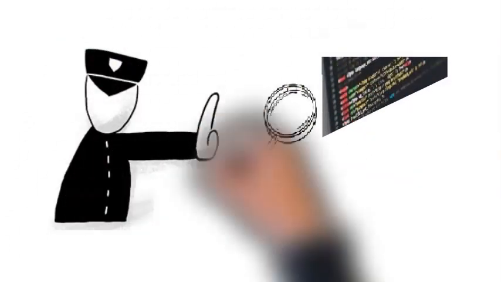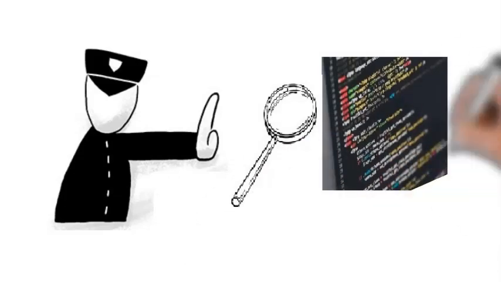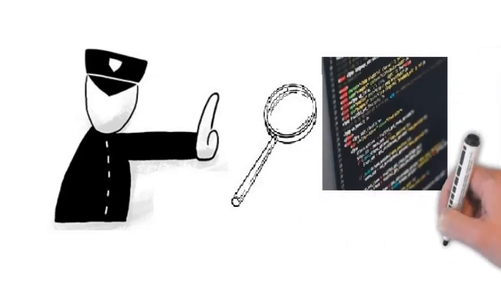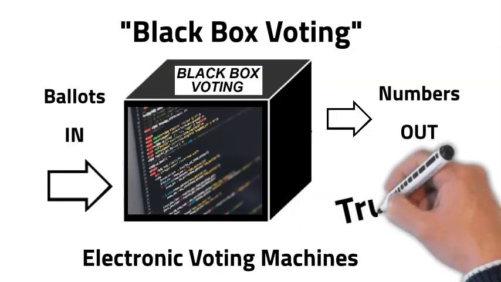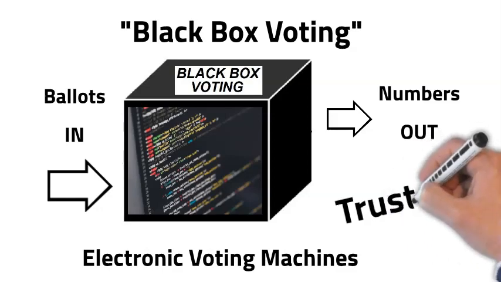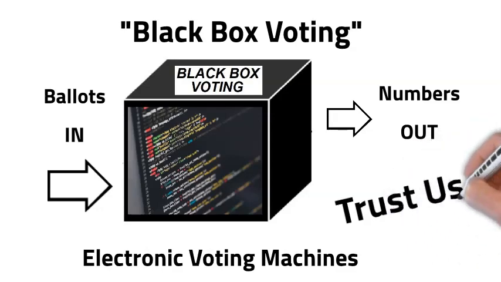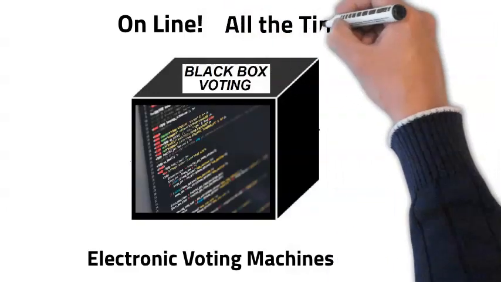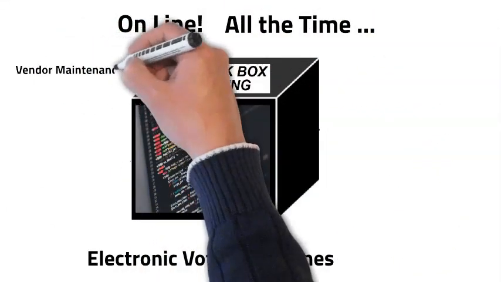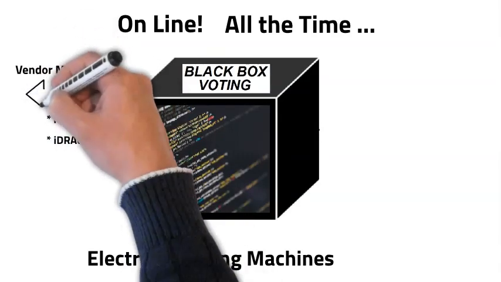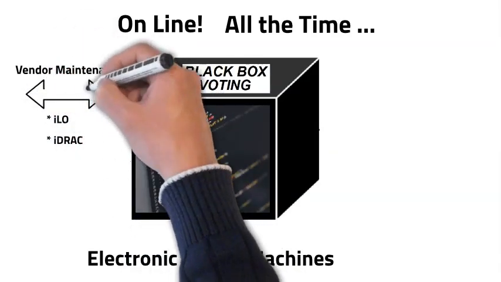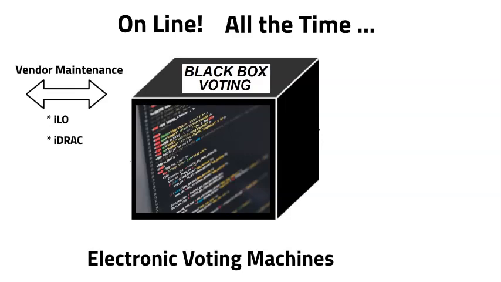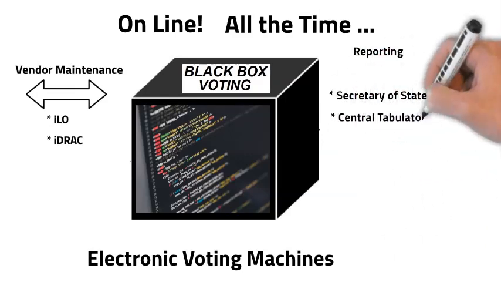With electronic voting systems, we are voting through black boxes. No one is permitted to examine the computer source codes during the entire voting process and subsequent reporting of results. Information goes in, and numbers come out, and we are just told to trust the machine output and accept the results. Many systems are online all the time, through vendor maintenance and support programs named iLO and iDRAC. iLO stands for Integrated Lights-Out for Hewlett-Packard machines, and iDRAC stands for Integrated Dell Remote Access Controller.